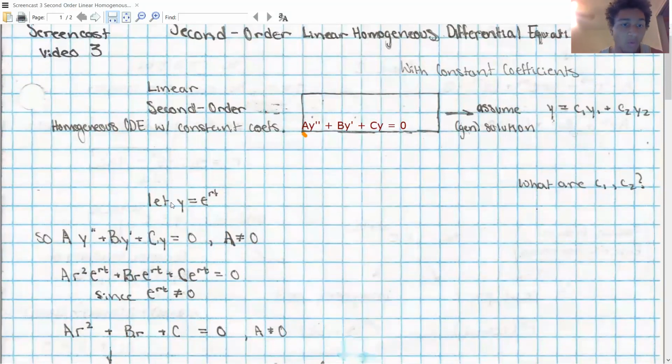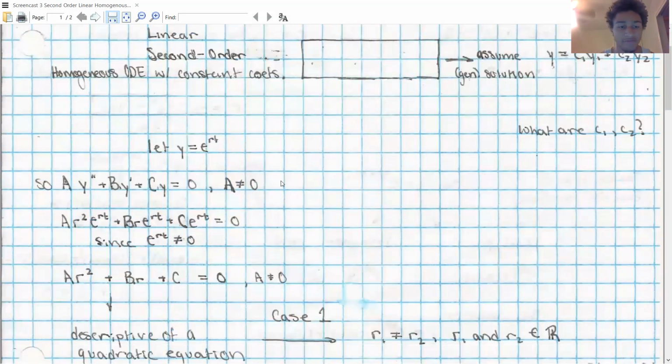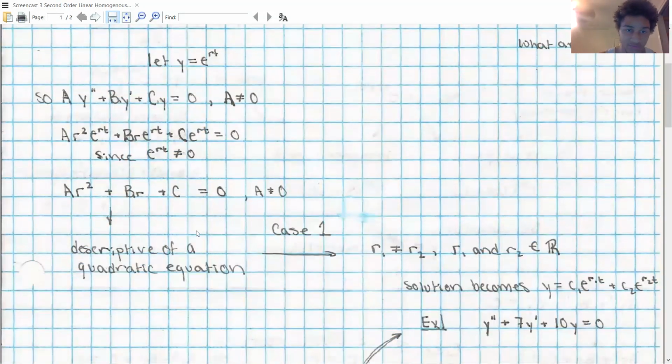So we'll let y equal a basic exponential, e to the rt. So we have our ODE right here, and we know that a is not equal to 0. We can't have a equal to 0. So we'll substitute y and its derivatives into the ODE, and we'll get this term right here. We can see clearly that we can factor out e to the rt. And since we know that this won't be equal to 0, we can divide it out. And we'll get this, which is what we call our characteristic equation.